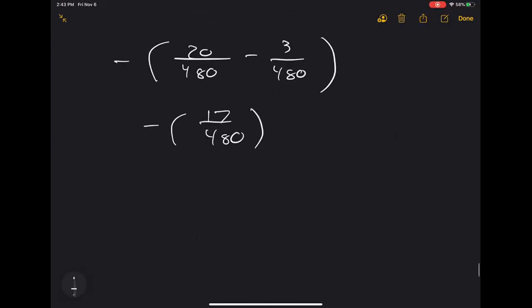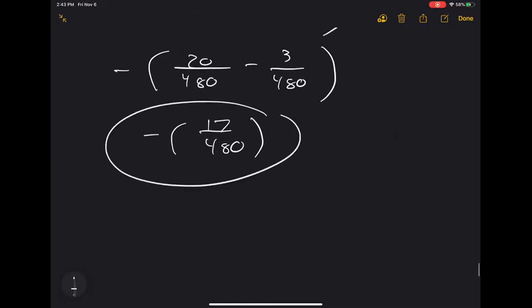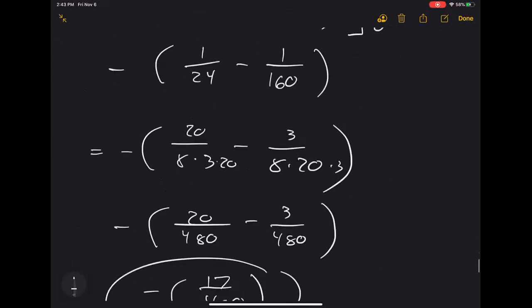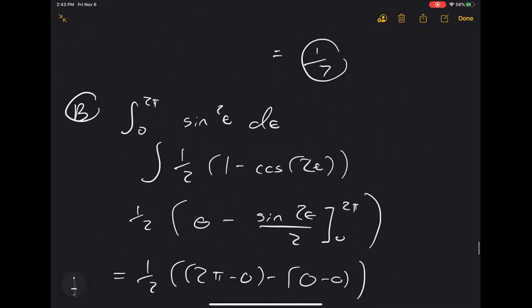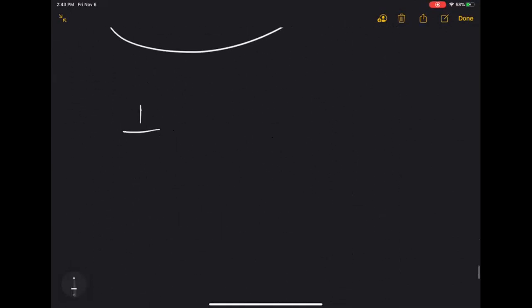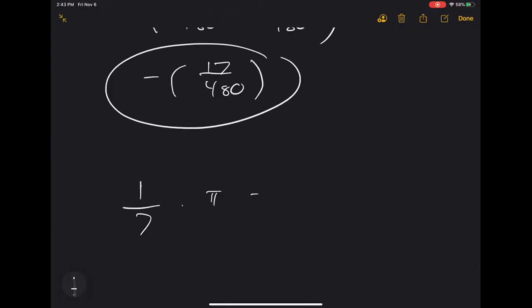So that should be my C integral, unless I've done something horribly wrong along here. All right, so I found my 3 pieces of my integral, and then I just multiply them together to get my solution: 1/7 times pi times 17/480 should be my solution.